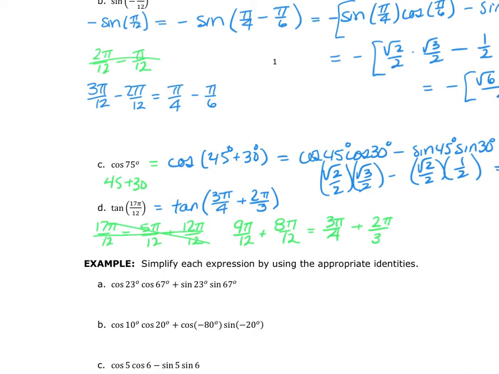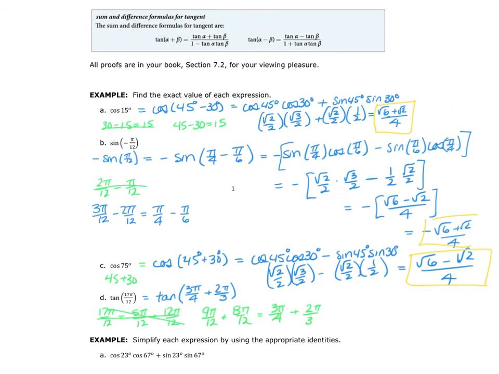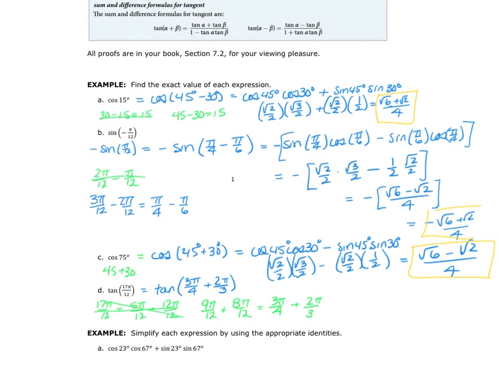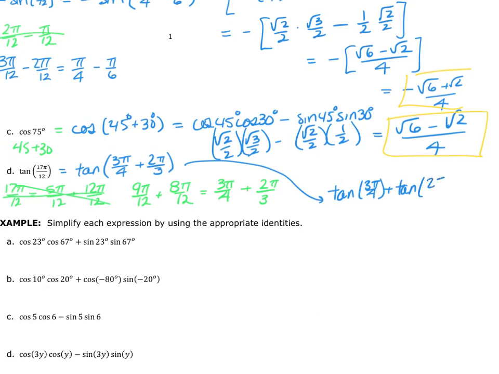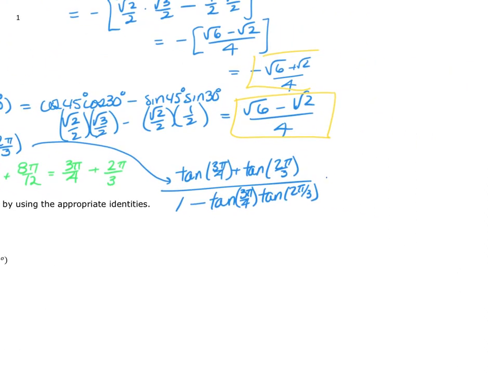Then I can just go ahead and use my formula. My formula is, of course, if it's a plus there, it is tangent, the plus, and then the minus between them. So let's bring this down here. This is going to be the tangent of 3 pi over 4 plus the tangent of 2 pi over 3, divided by 1 minus the tangent of 3 pi over 4 multiplied by the tangent of 2 pi over 3. 3 pi over 4, we are in quadrant number 2, which makes tangent of 3 pi over 4 equal to -1.